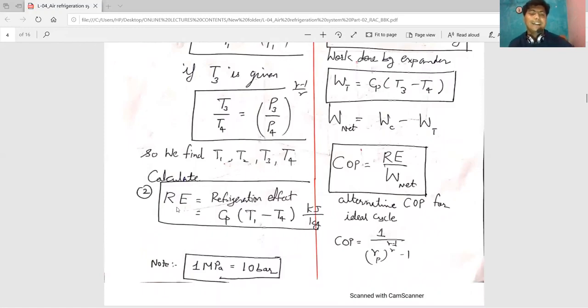Then calculate the refrigeration effect, RE, which is Cp times T1 minus T4. Here we take m equal to 1, so the answer comes in kilojoule per kg. Remember, 1 megapascal is equal to 10 bar.